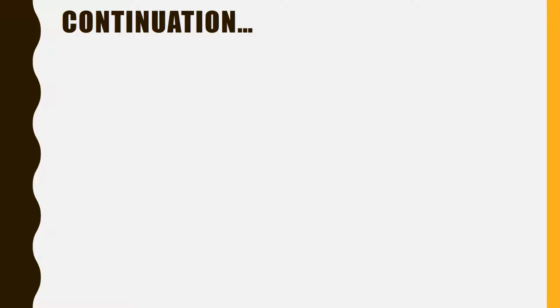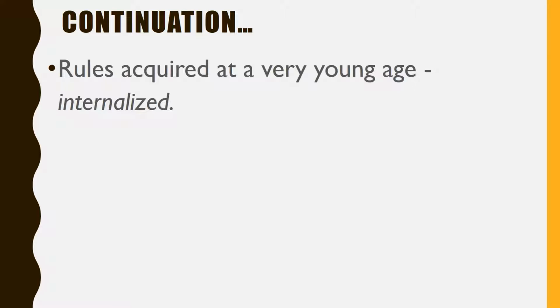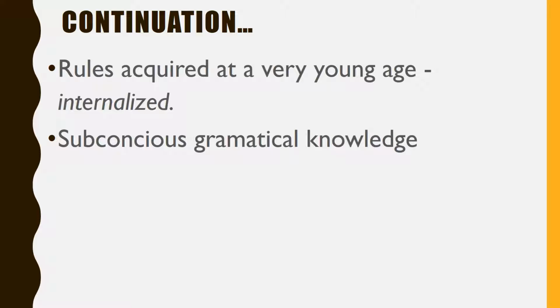Since we were very little, we acquired the rules to make sentences in our native language and probably also in our second language. But what did we do with these rules? We internalized them. So now we have a subconscious grammatical knowledge on how to make sentences in our first language and also in our second language.